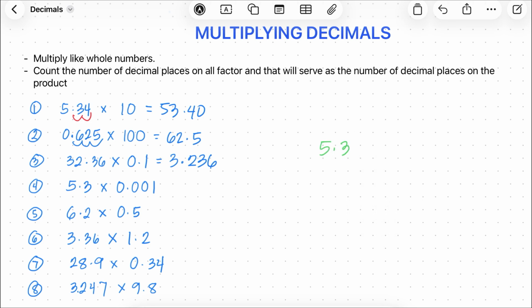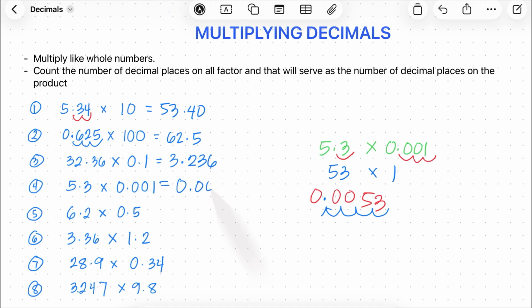Okay? Next, we have 5.3 times 0.001. Again, read it like whole numbers. So this one is 53 times 1, which is still the same as 53. Count the number of decimal places: 1, 2, 3, 4. That is 4. Since there are vacant slots here, you may just place zeros. So our final answer would be 53 10,000ths.